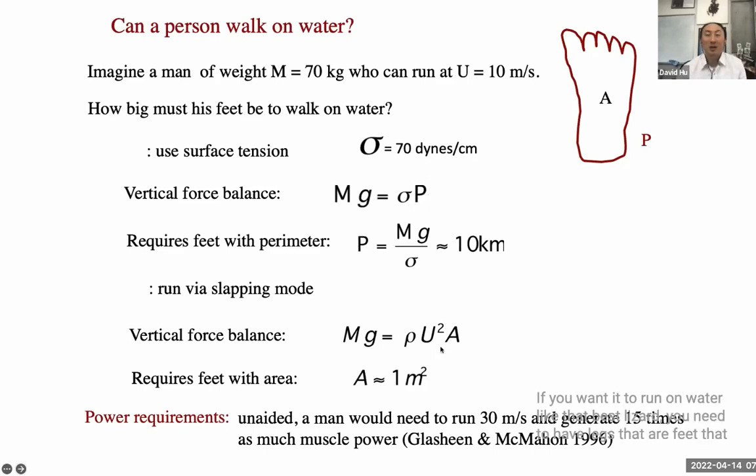If you wanted to run on water like that basilisk lizard, you need to have feet that are about a square meter in size, which seems actually kind of reasonable if you had garbage can lids. But also that form drag requires you to move water at the speed of a person running. And unfortunately, that requires artificial aids because the power involved, which goes as the velocity cubed, is much higher than you can get. You need 15 times as much muscle.